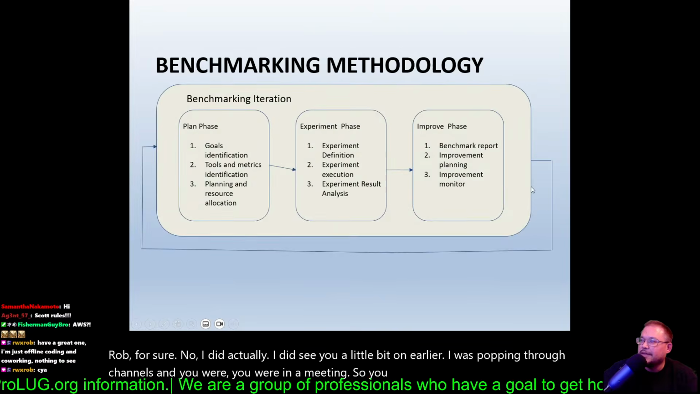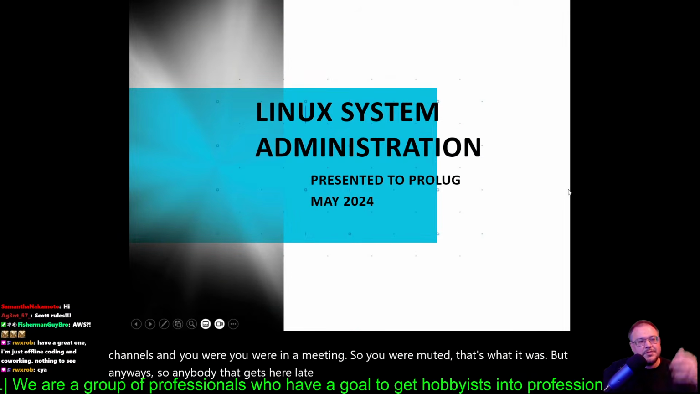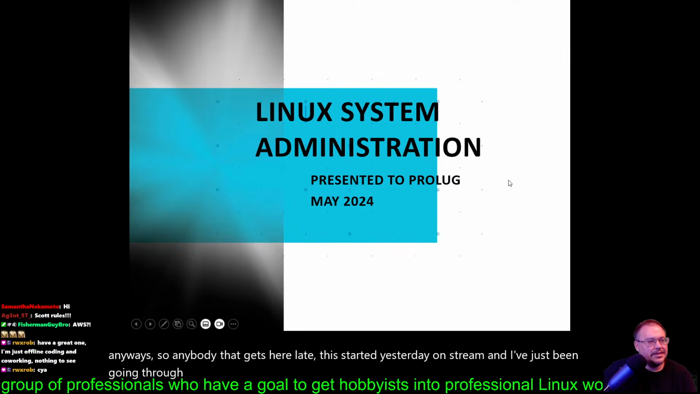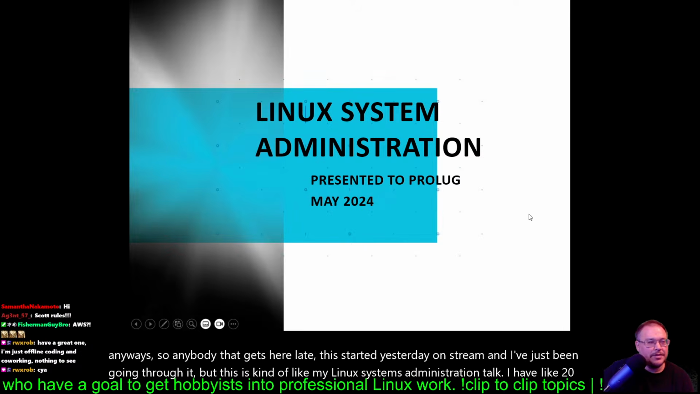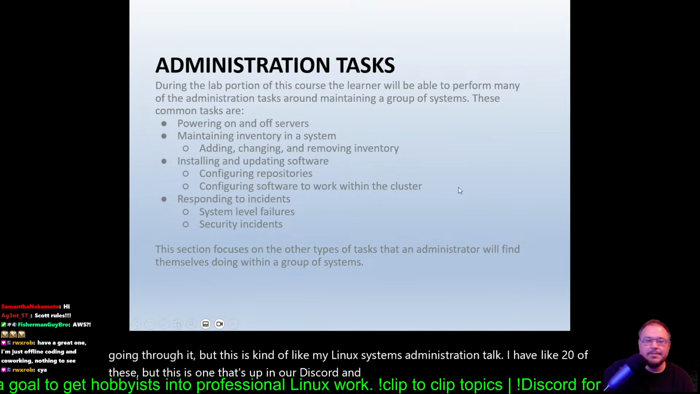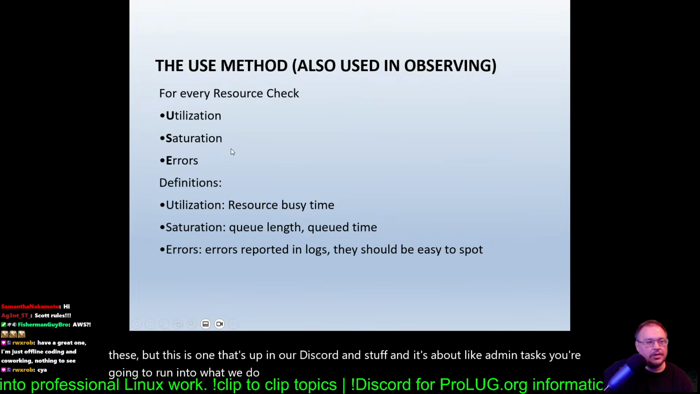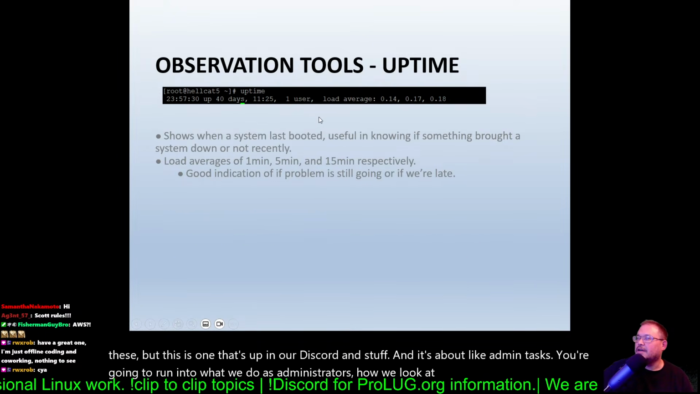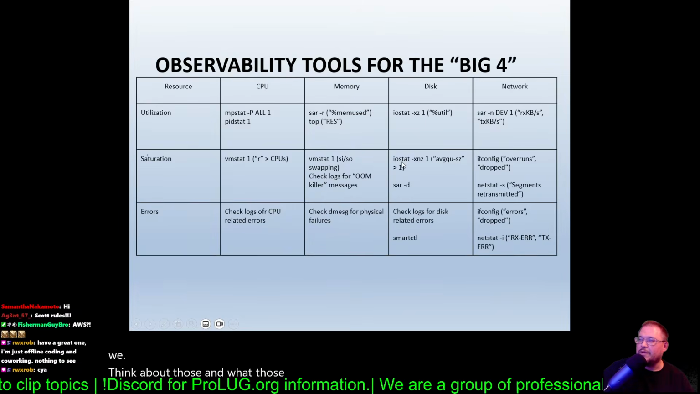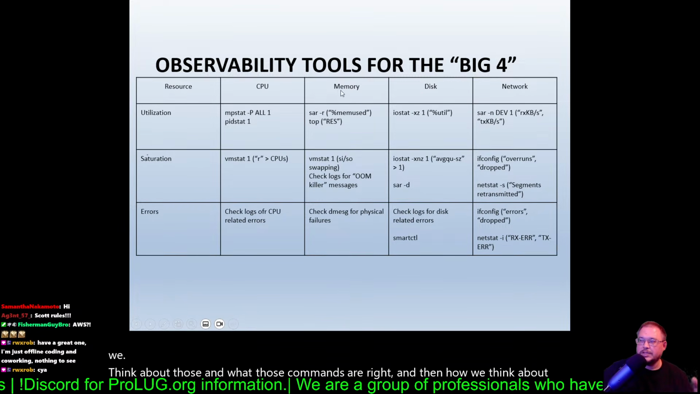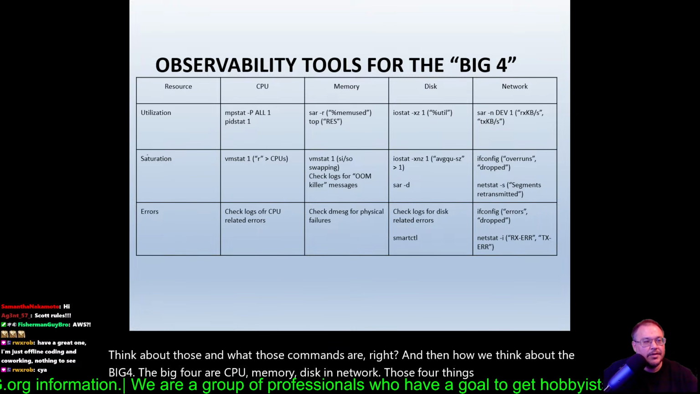That's what it was. But anyway, anybody that gets here late, this started yesterday on stream and I've just been going through it. This is kind of like my Linux systems administration talk. I have like 20 of these, but this is one that's up in our Discord, and it's about admin tasks you're going to run into, what we do as administrators, how we look at resources and systems, how we think about those and what those commands are, right? And then how we think about the big four. The big four are CPU, memory, disk, and network. Those four things exist on all systems that we run, right?